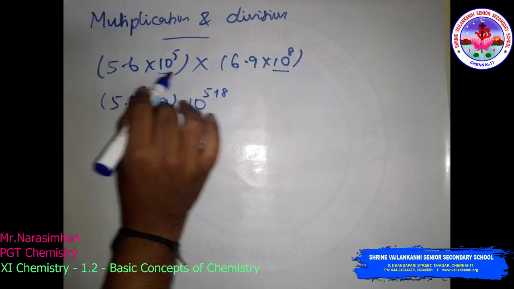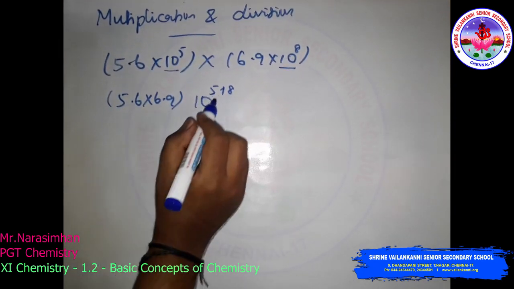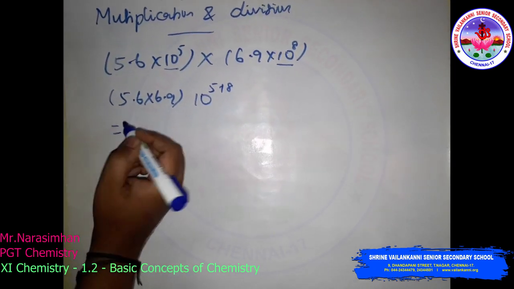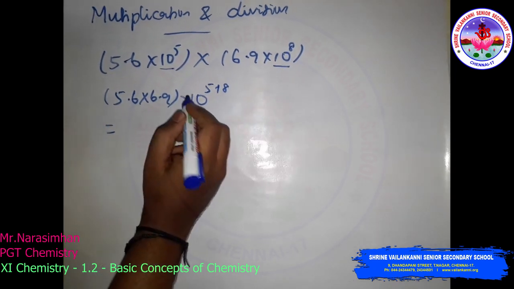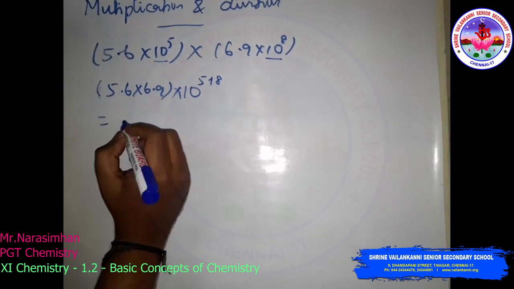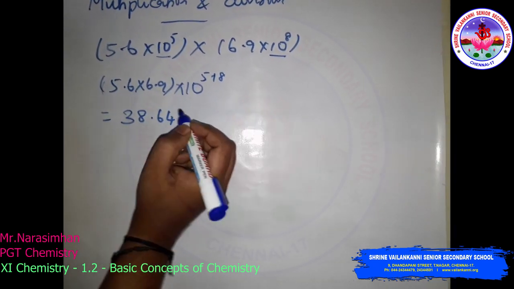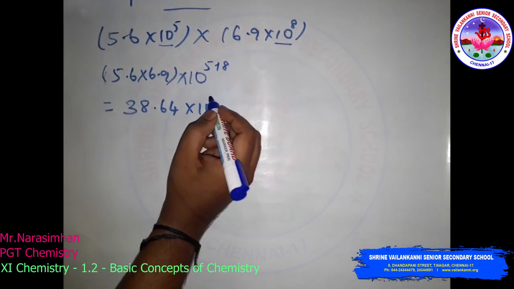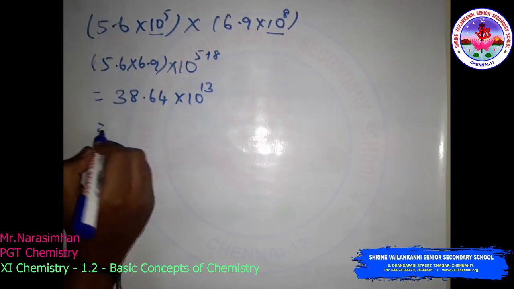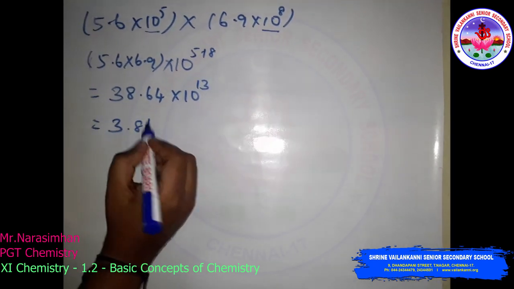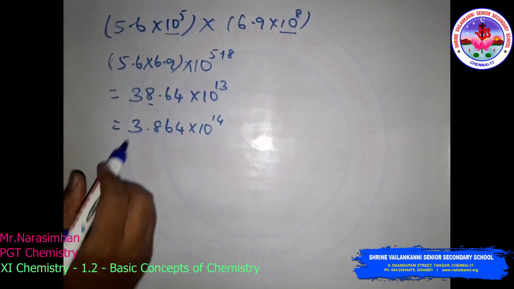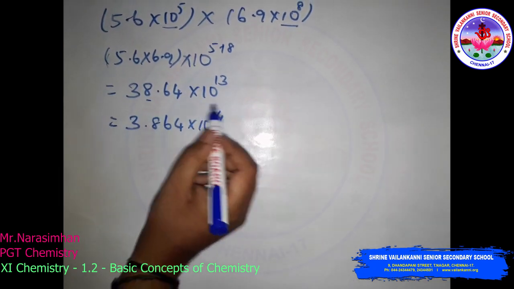So 5 plus 8 is 13. Calculating this value, you will get 38.64 times 10 power 13. Further you can simplify this to 3.864 times 10 power 14. The number of decimal places moved raises the power of 10.